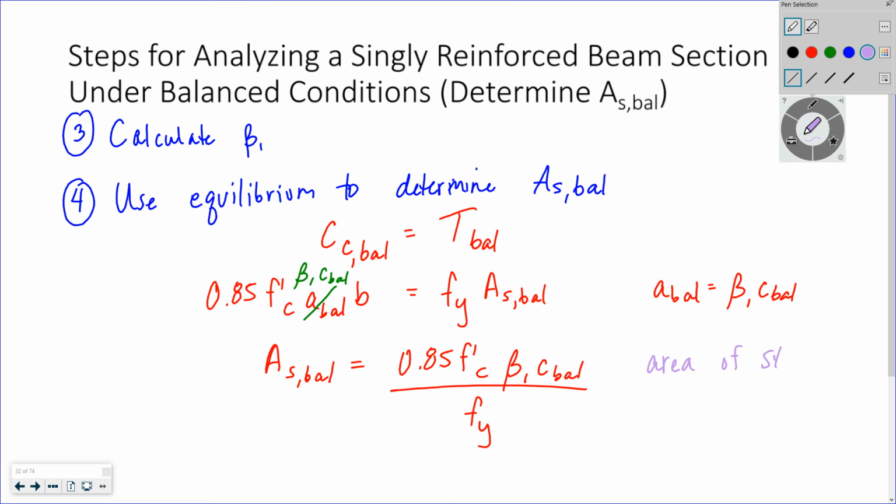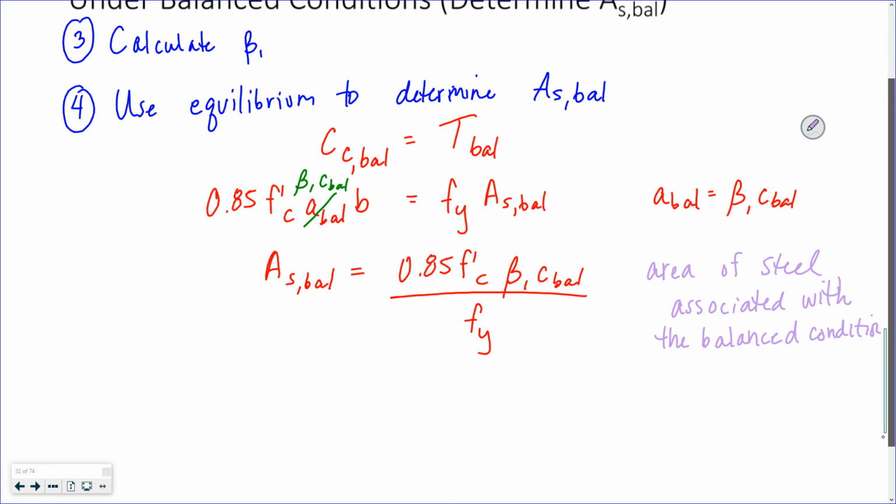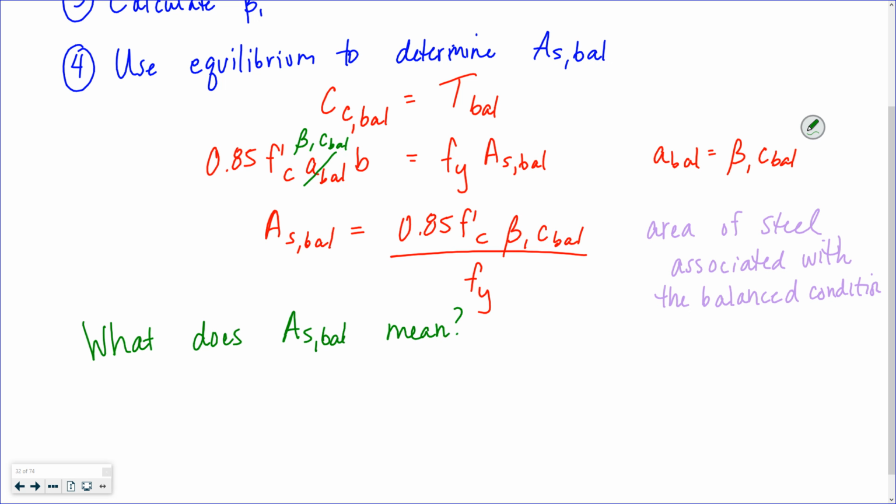This is the area of steel associated with the balanced condition. This is a fictional number, right? You probably can't have exactly this, but you never know. So what does this mean? What does it represent? Let's say the area of actual steel in your concrete in your design is greater than the balanced.